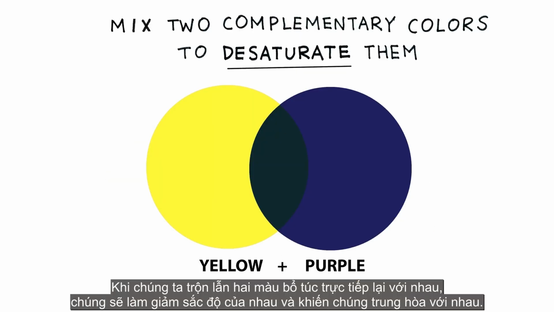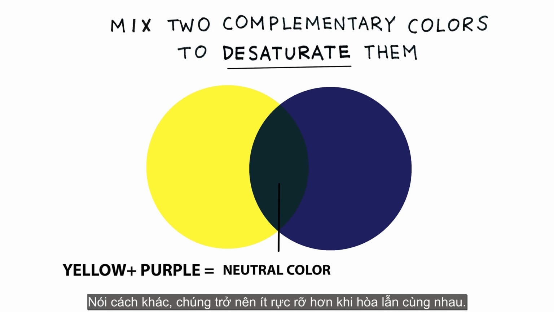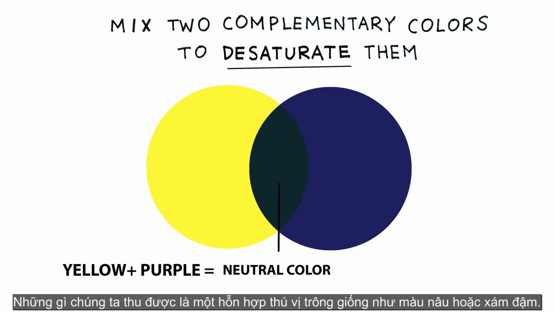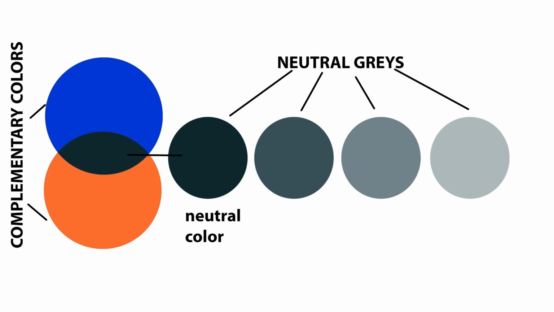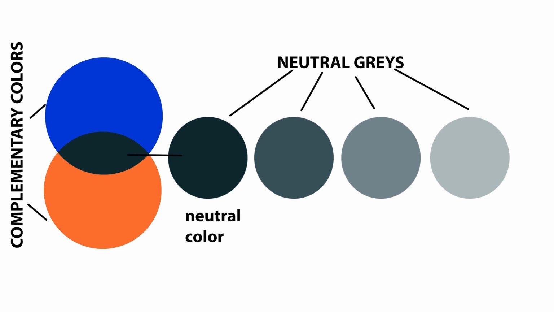When we take two complementary colors and combine them, they desaturate each other and cancel each other out. We call this a neutral color. In other words, they become less and less saturated when mixed together. What we get is a gray mixture that looks like either brown or dark gray. And when we take this neutral color and add white, we can create beautiful neutral grays.